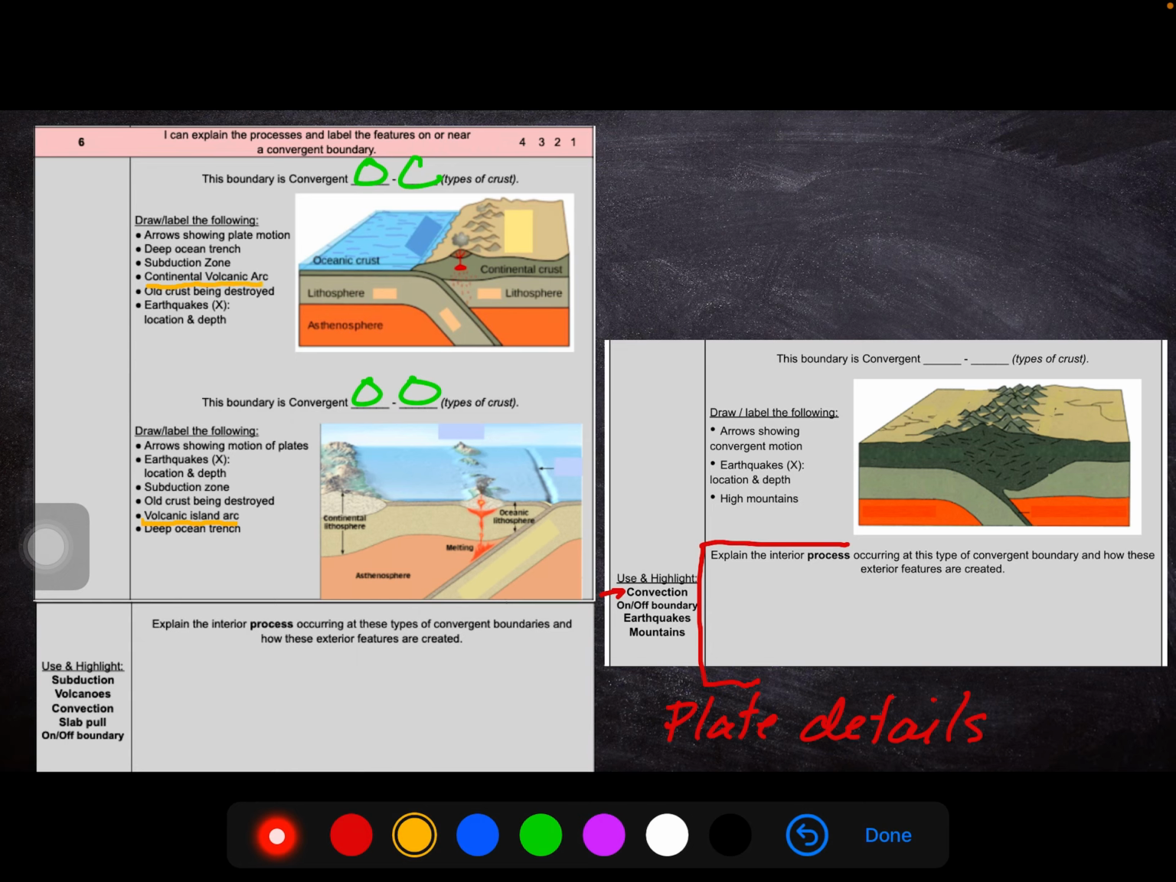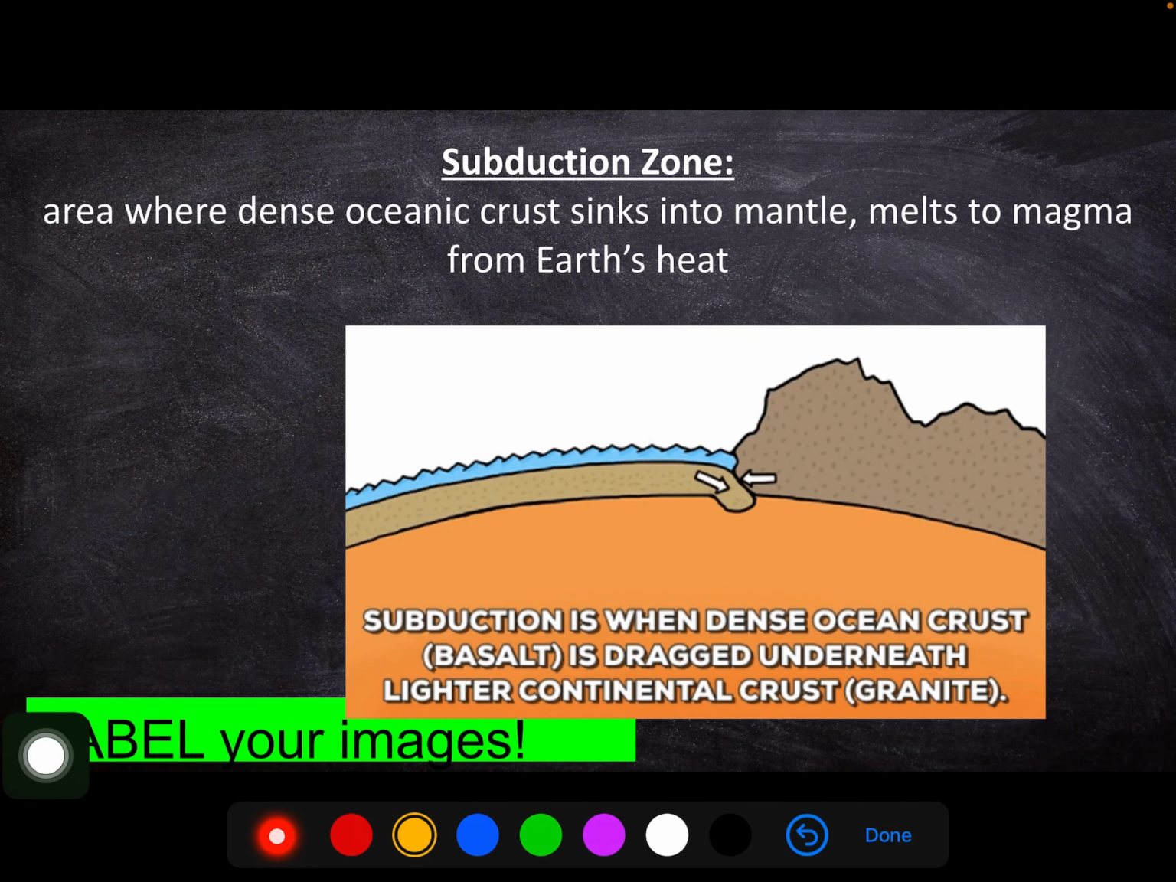Again, good idea to be half screen at this point so you can label up the features with us and then go ahead and record your explanation here at the end.